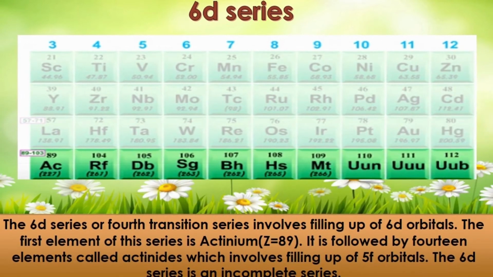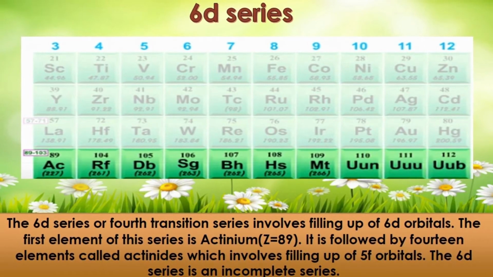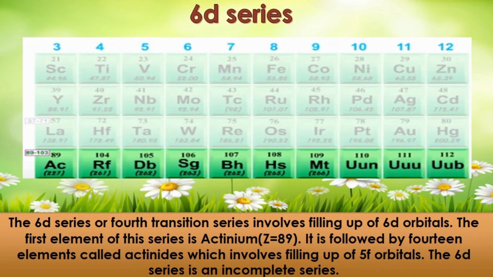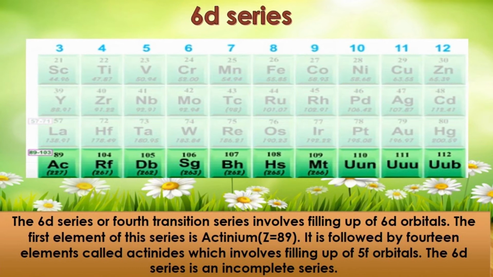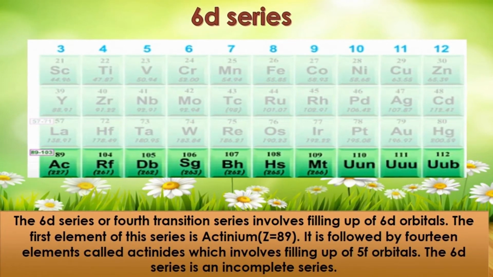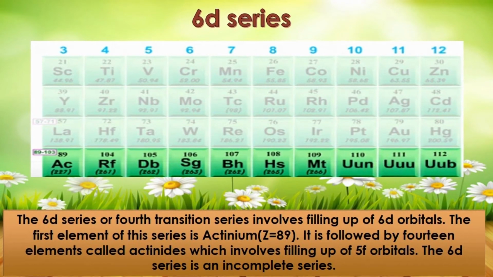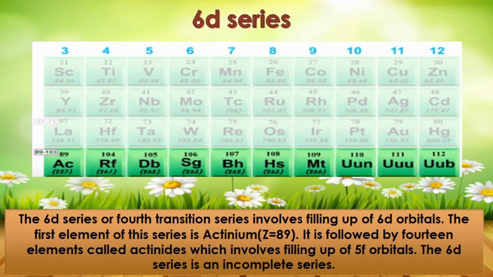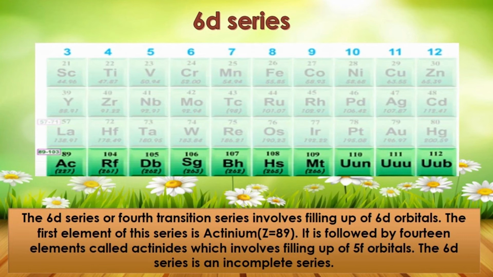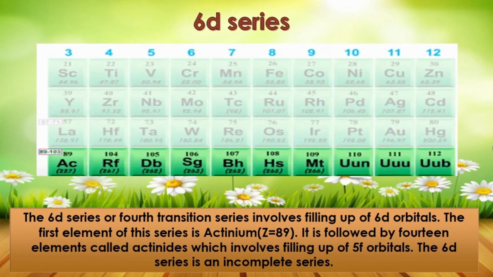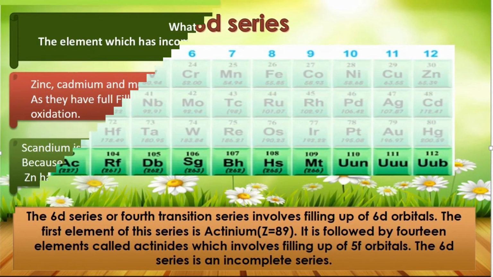The 6D series is also called the fourth transition series. It involves filling up of 6D orbitals. The first element of the series is actinium. It is followed by 14 elements called actinoids, which are also placed at the bottom of the periodic table, as they involve filling up of 5f orbitals. The 6D series is an incomplete series.